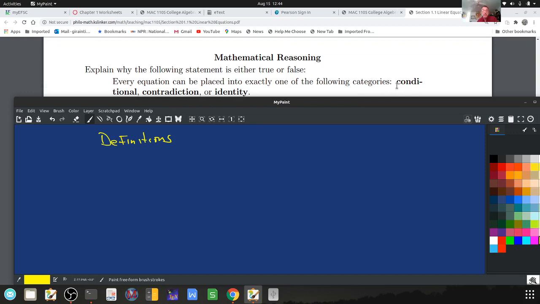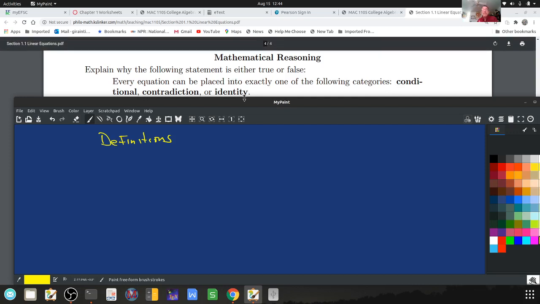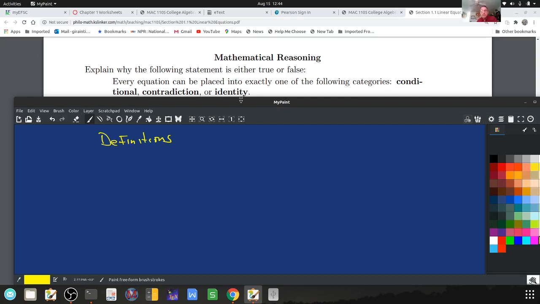So it can't be both conditional and contradictory because conditional statements have some numbers as solutions. Contradictory equations don't. Can a conditional statement also be an identity? Remember, conditional equations, some numbers are solutions, others are not. But identities, every number is a solution. So it can't be both conditional and an identity. For an identity, all numbers are. So now the only thing they have to do to answer this question is to decide whether an equation can be both a contradiction and an identity.